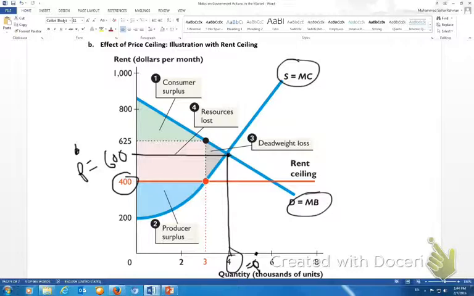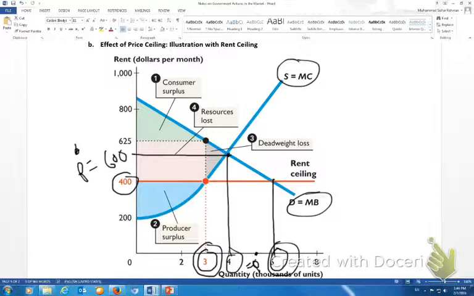So what is going to happen at this rent ceiling? At this $400 amount of rent, the amount of apartments that people want to rent is 6, because the rent has been made cheaper. The amount of rent that producers want to supply is 3. So please remember this. The amount of rent apartments that buyers want to buy is 6. The amount that producers want to sell or rent is 3.